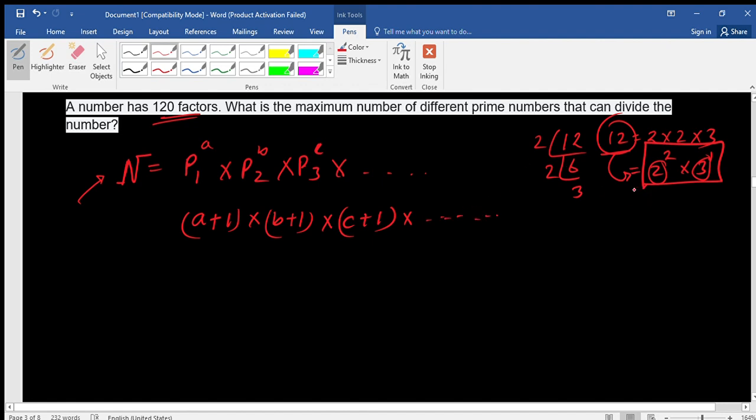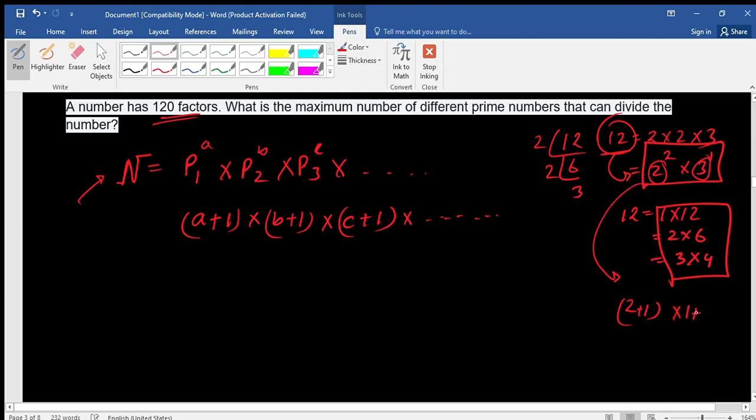So if you want to check this formula, let's check it. The number of factors of 12 is 1 times 12, 2 times 6, 3 times 4. So you can see there are 6 factors of 12, and you can also find the number 6 by using the formula. So 2 plus 1 times 1 plus 1, so 3 times 2, so we get the same result again. So the formula is right.